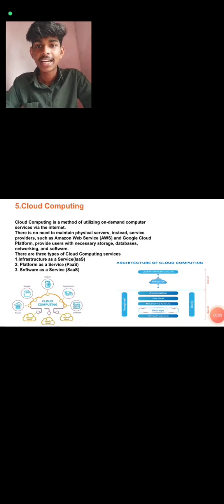Cloud computing. Cloud computing is a method of utilizing on-demand computer services via the internet. There is no need to maintain the physical servers. Instead, service providers such as AWS and Google Cloud Platform provide users with the necessary storage, database, software, and networking. There are three types of cloud computing services: infrastructure as a service, software as a service, and platform as a service. Here is the representation of cloud computing and the architecture of cloud computing.